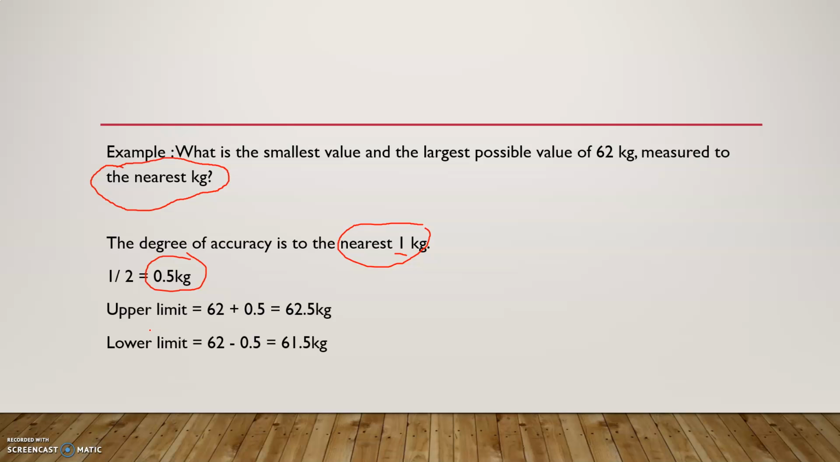Now we need to work out the upper limit and lower limit. The value is 62 kg, and we need to add the half, which is 0.5. So 62 plus 0.5 would be 62.5 kg, and the lower limit would be 62 minus 0.5, which would be 61.5 kg. So this is our upper limit and lower limit, and this is our answer.